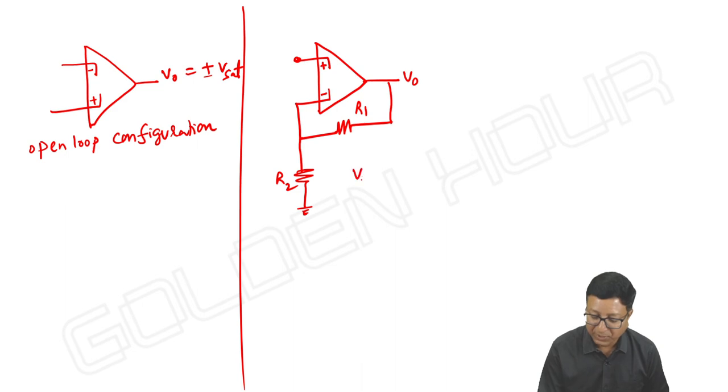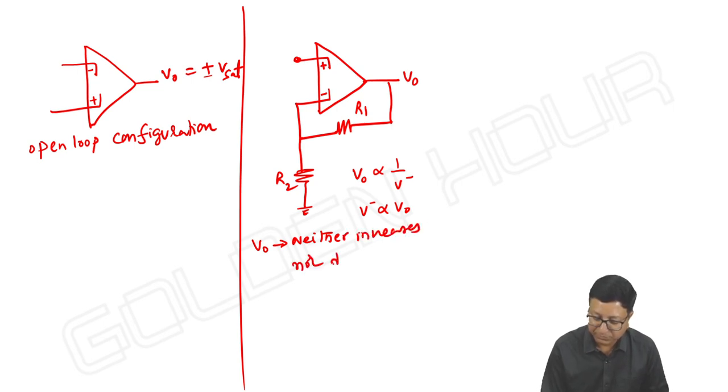Here the key point is output is inversely proportional to V minus, and V minus is proportional to V output, so that output is neither increasing nor decreasing. V output neither increases nor decreases. It is an example of a negative feedback system.